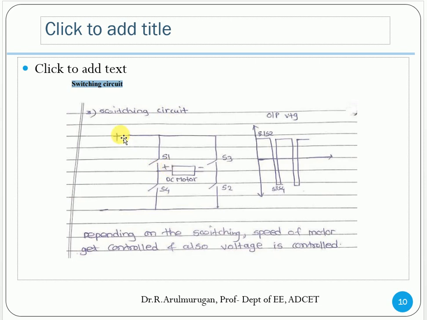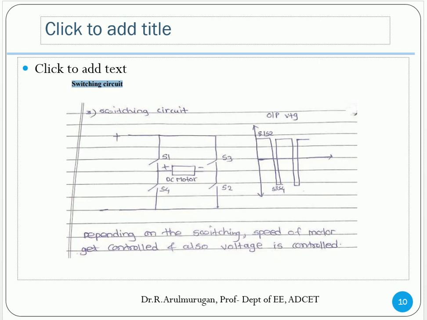Have a look. Here is a power supply, plus and minus, so it is a DC power supply. And here you give the motor. Then it is a 4-quadrant operation model, I mean the chopper class E model is given. What is the 4-quadrant operation? Forward motoring, forward braking, reverse motoring and reverse braking. All these are performed with the help of switches S1, S2, S3 and S4. So these 4 switches are used to achieve the 4-quadrant operation.